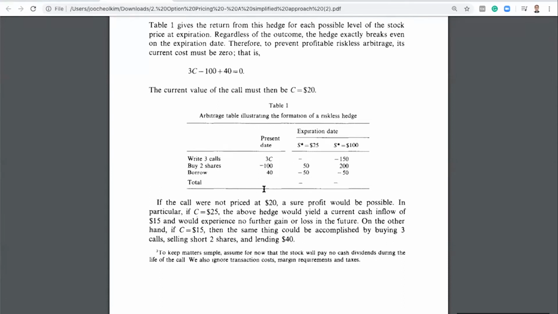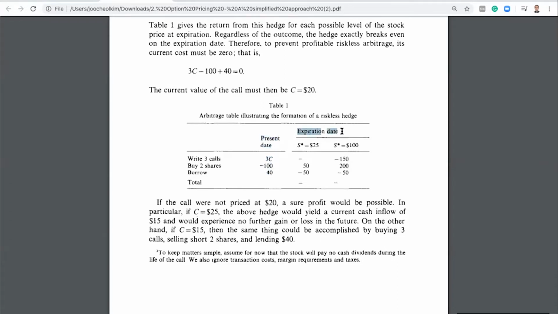So the table 1. So let's take a look at the table 1, and we are going to interpret each number one by one. So on the left most column, the first one is write 3 calls and buy 2 shares and borrow. So these are the 3 positions we are going to make. And then on the right hand side, this column is the present date. So this is the cash flow at present day.